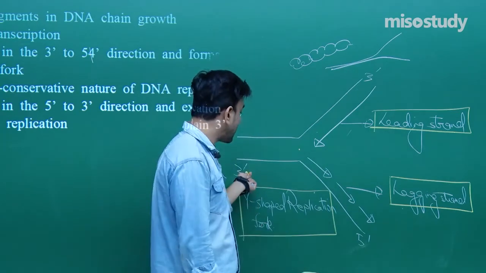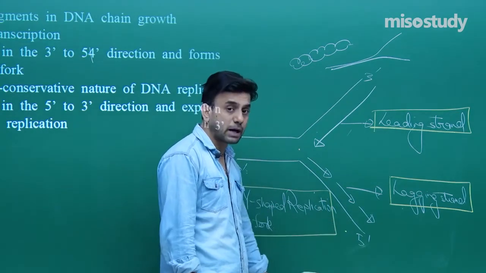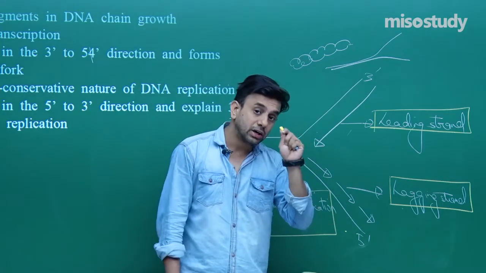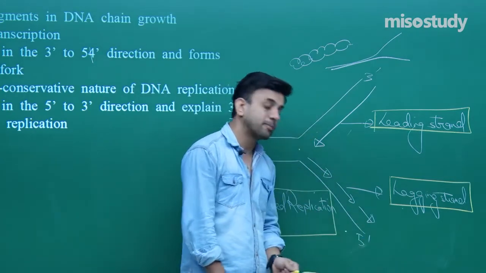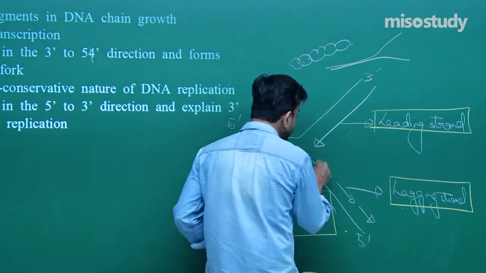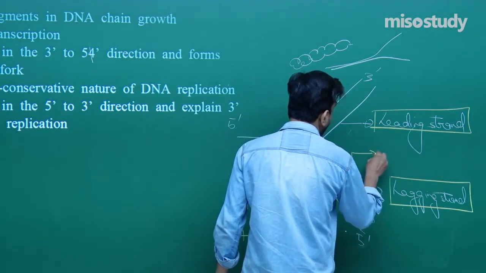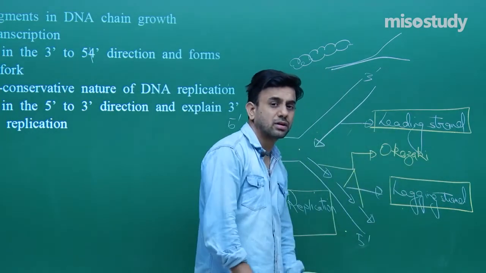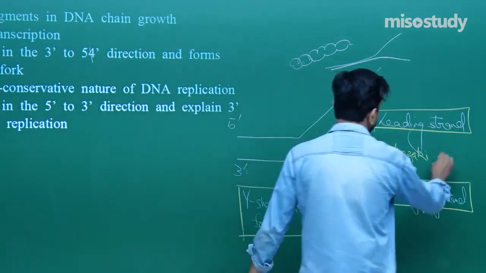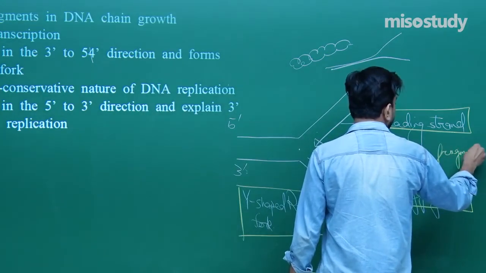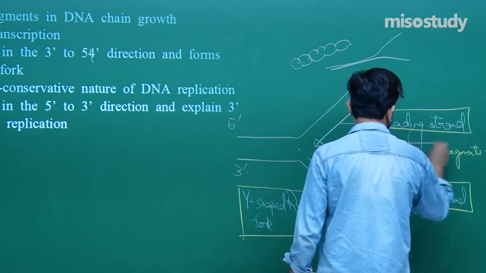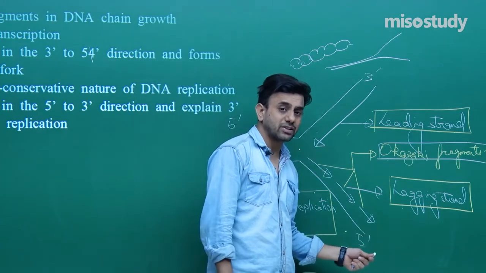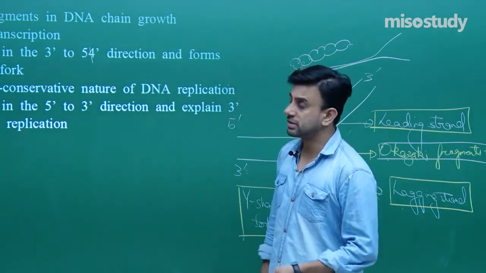But in the other strand, the synthesis or the replication is in fragments, and these fragments are called the Okazaki fragments, right? Okazaki fragments. And this strand is called the lagging strand, and hence based on this we will see the different options.